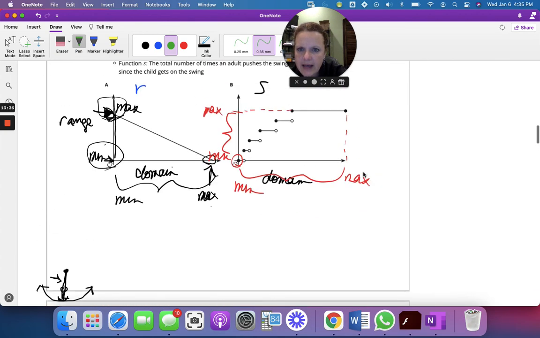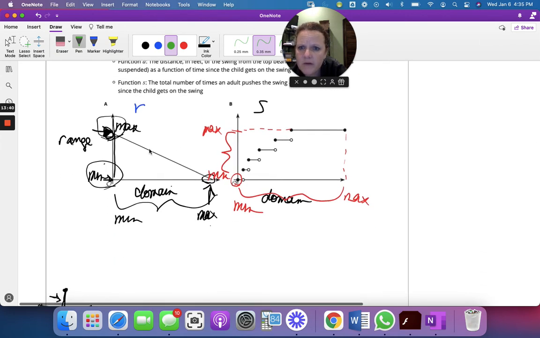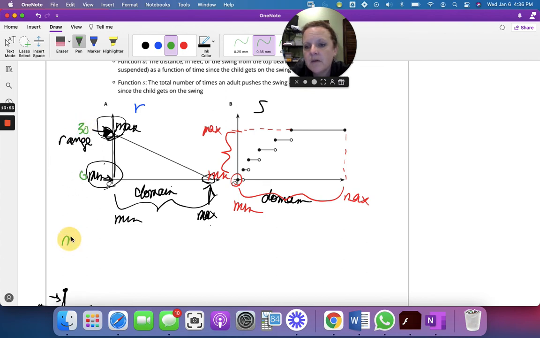Let's look at the next one, R, the amount of time left on the swing. That's this one. Our range, did we do domain? Nope, we're just doing range. So the range here would start at 30 and go to 0. So our range would be all numbers ranging from 0 to 30.